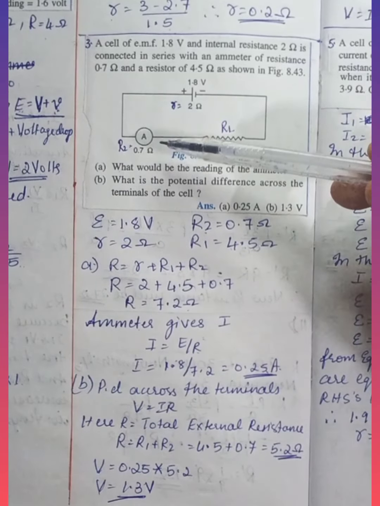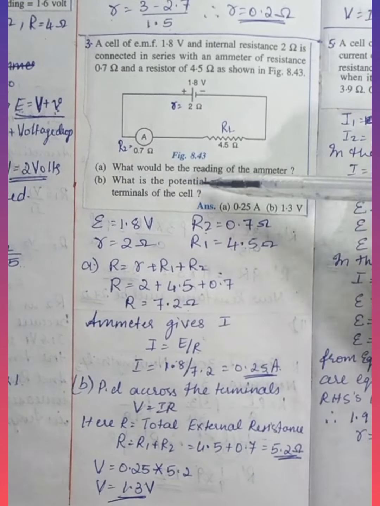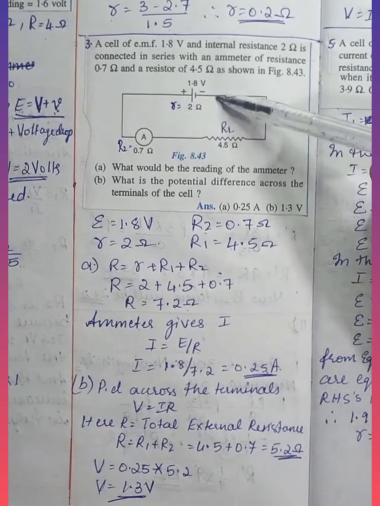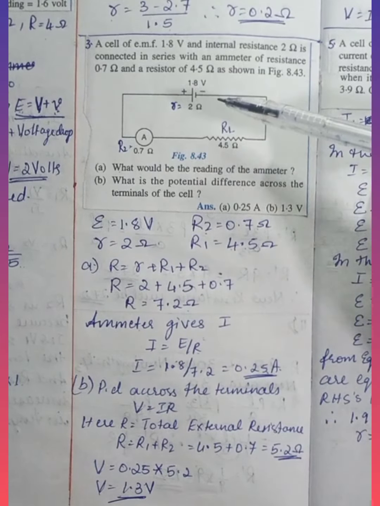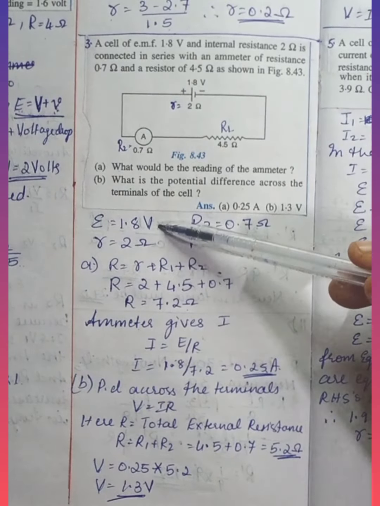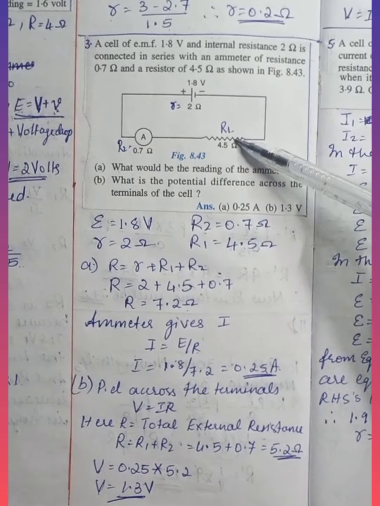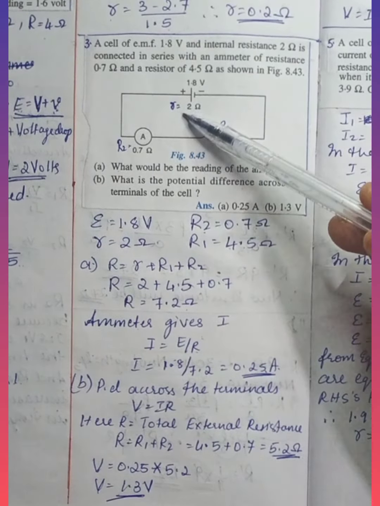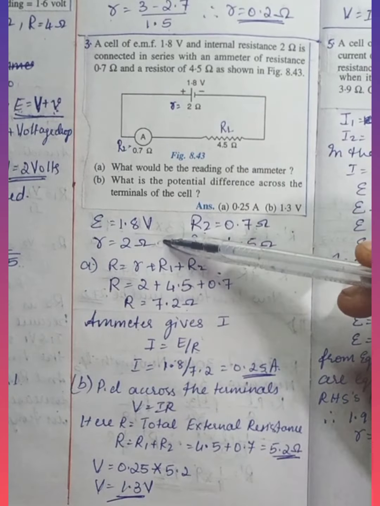You need to find out what would be the reading of the ammeter. First, you need to find out the current reading. Second, what is the potential difference across the terminals of the cell? So across the terminals of the cell, what is the voltage reading? So these two are the things which you need to find out. So the given data is EMF is 1.8 volts, R1 is 4.5 ohms, R2 is 0.7 ohms, and you have internal resistance of 2 ohms. So this is the data.